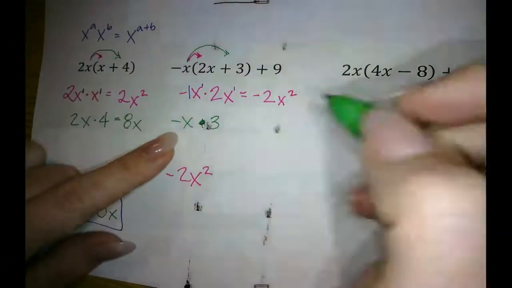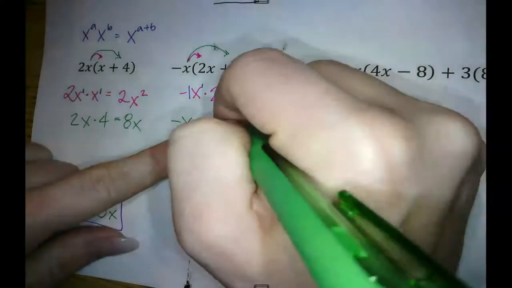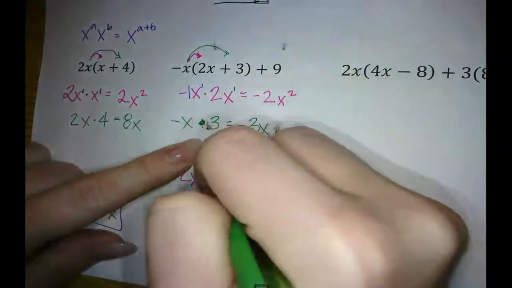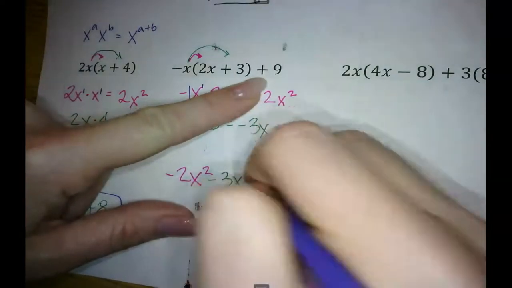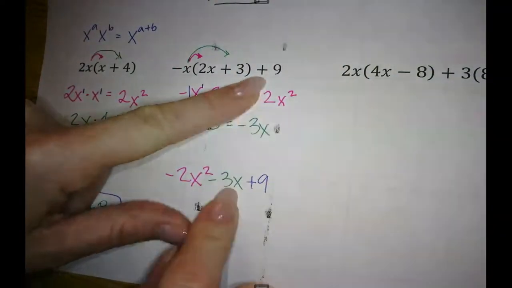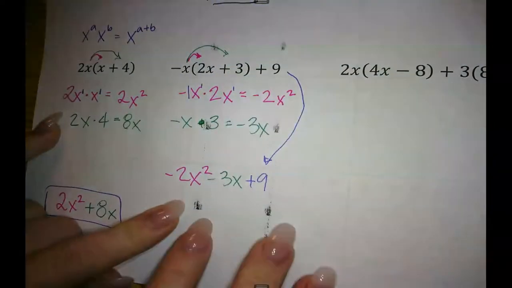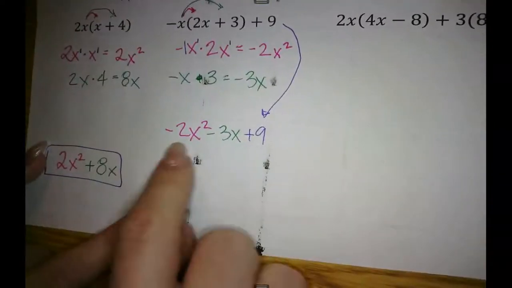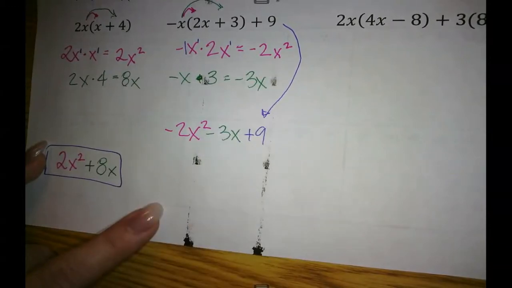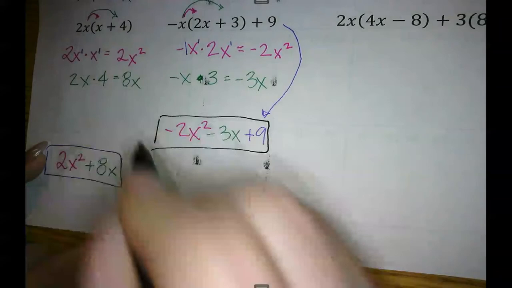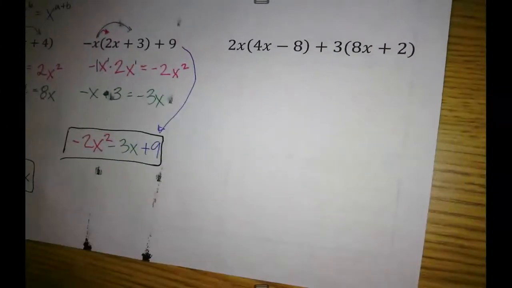For my second term, I've got negative x times 3. That's negative 3x. Up here in my original problem, I just have this positive 9 hanging out, so I need to make sure I include it. I cannot combine any of these terms. All of my variables are different. So we are done here. This is my answer.